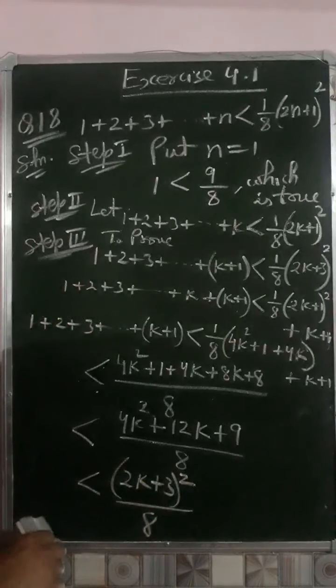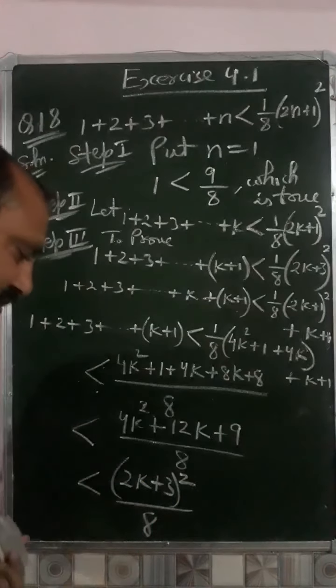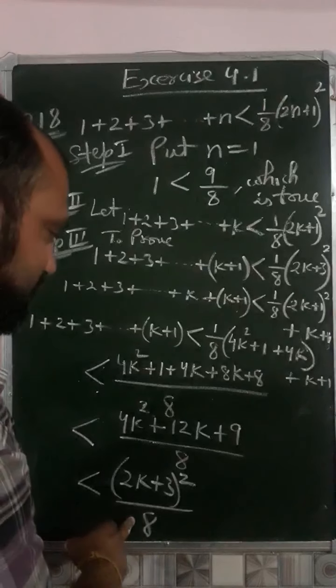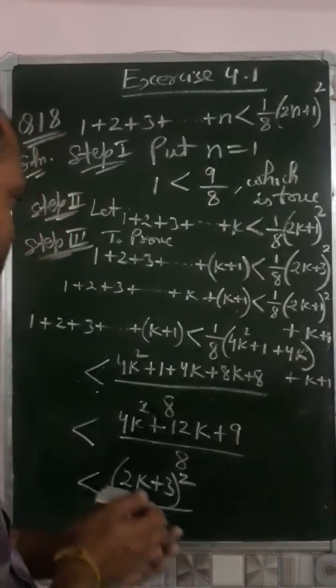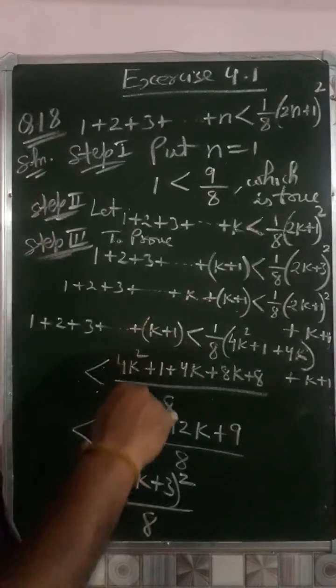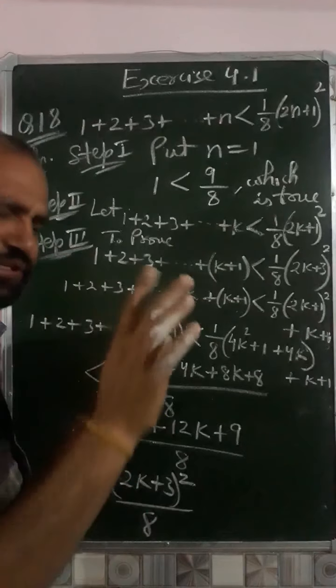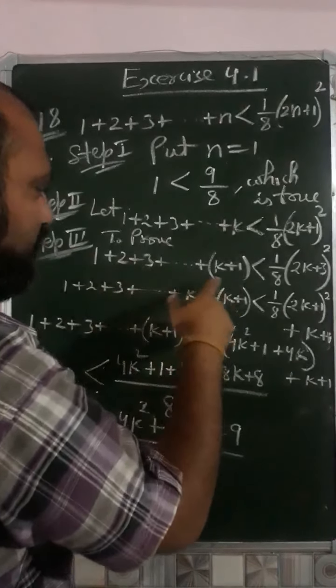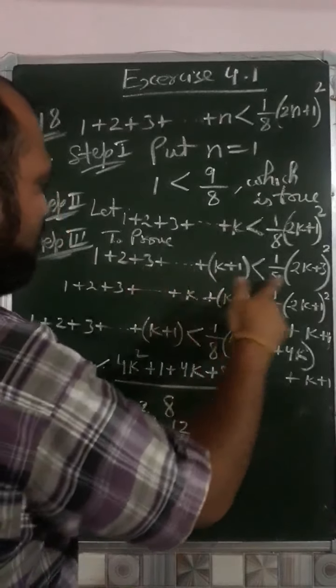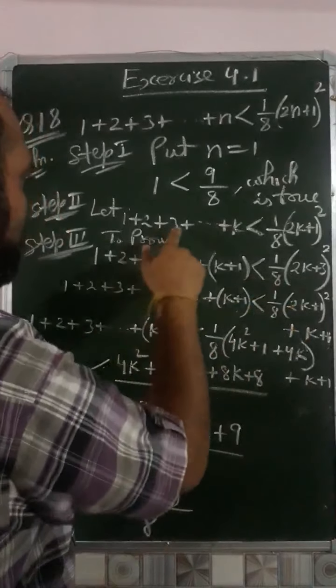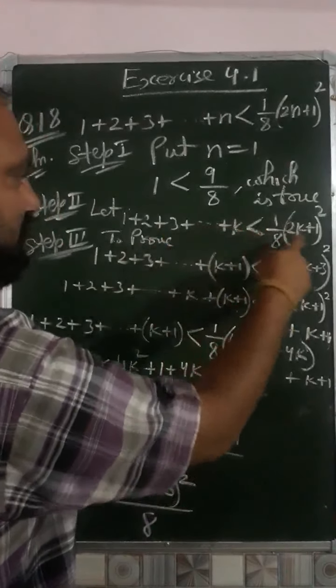So this left hand side is less than the right hand side. This is the right hand side. I am repeating this again. Firstly, I'm taking only the third step here. By putting n is equal to k plus 1, you have to prove this. I am adding k plus 1 on both sides.